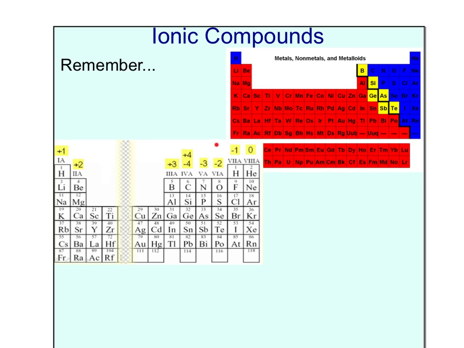If you recall, the metals are located on the left side of the periodic table and the nonmetals are located on the right side of the periodic table. They are separated by the staircase, and that is where you can find the metalloids.